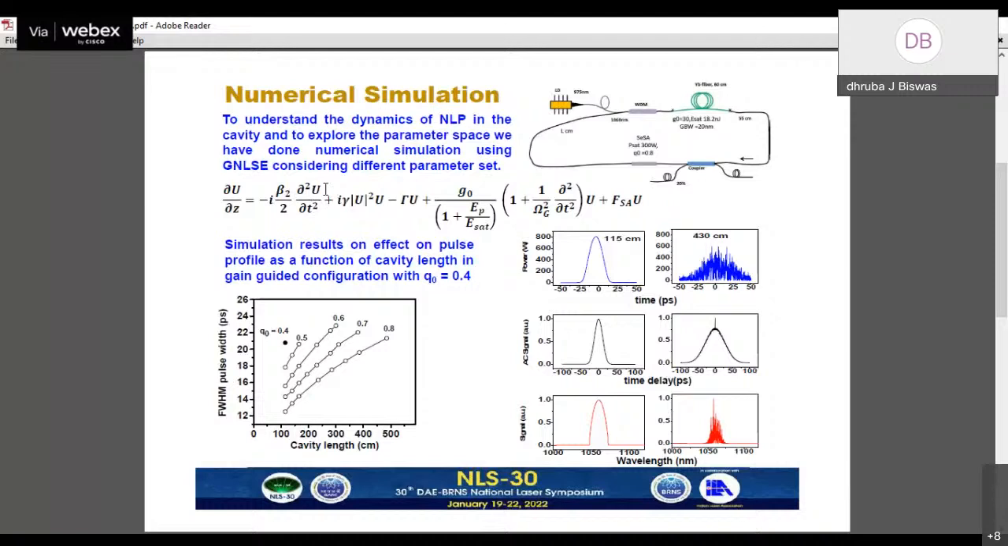Here U is the field envelope which circulates inside the cavity, and this is the gain term, and this is the finite bandwidth of the gain medium, which acts as a filter in this case. And this is the saturable absorber term, which in this case is a semiconductor saturable absorber. Now what we have done is change the cavity length and try to find the range of parameter space where we can find noise-like pulses.